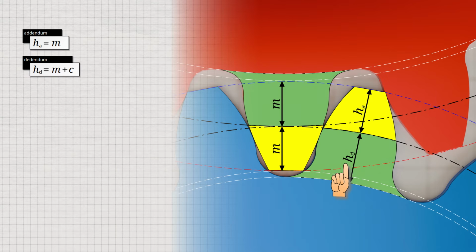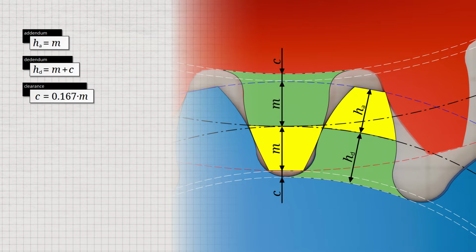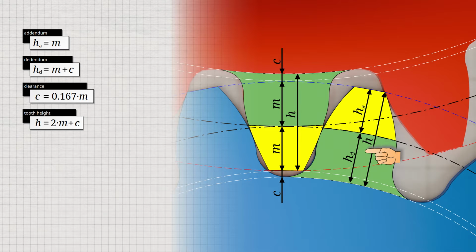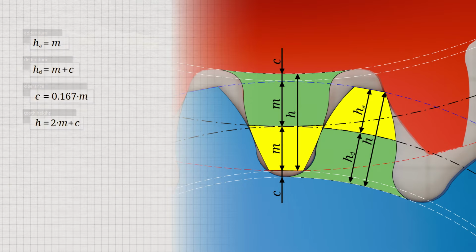However, a clearance C is also taken into account in order to avoid contact between the top land and the bottom land of the meshing teeth in any case. Depending on the application, the clearance is typically 10 to 30% of the module. The factor 1/6, that is 0.167, is often chosen. The total tooth height H results from the sum of the dedendum HD and addendum HA and therefore corresponds to twice the module M plus the clearance C. So note, the module is a measure of the tooth size. The larger the module, the larger the tooth. Only gears with the same module can mesh with each other.